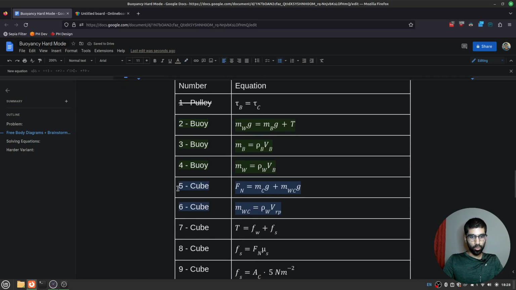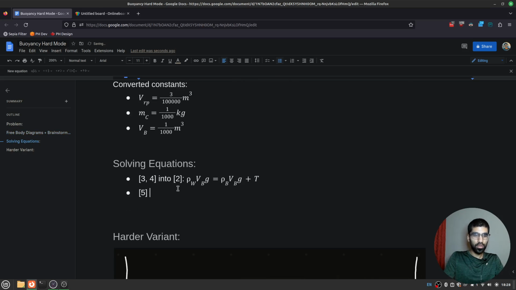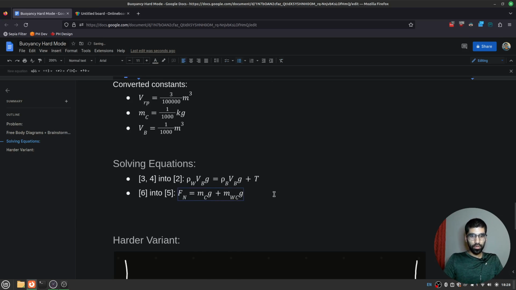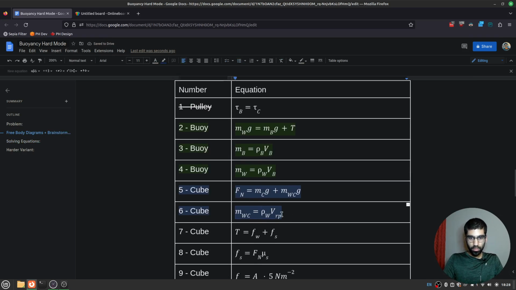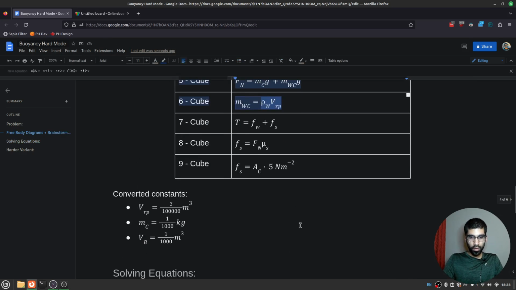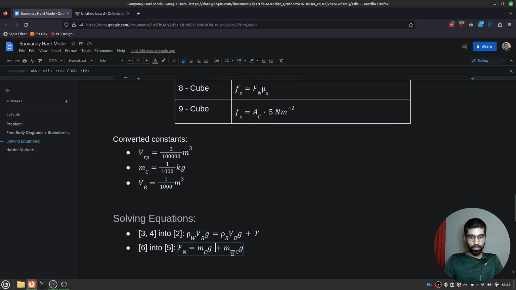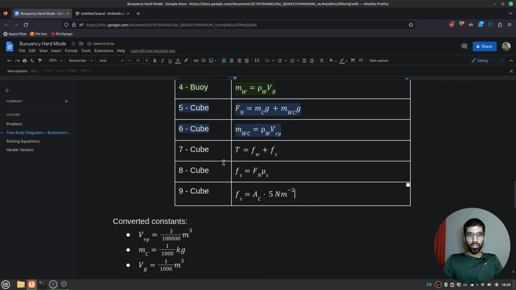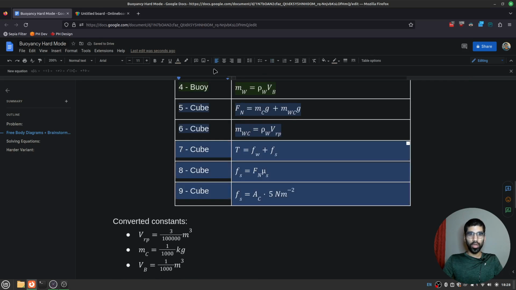So that's equation 6 being substituted into 5. So we take equation 6, copy over this bit into equation 5 right here. Finally, we have this last chunk of equations, so I'm going to highlight these.